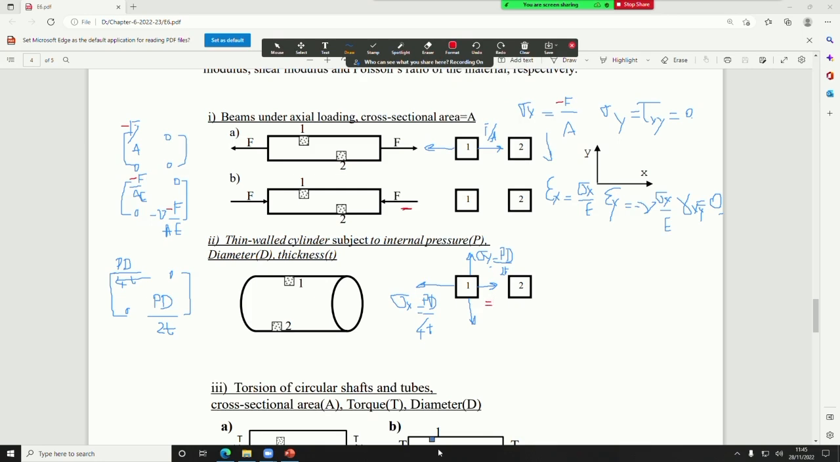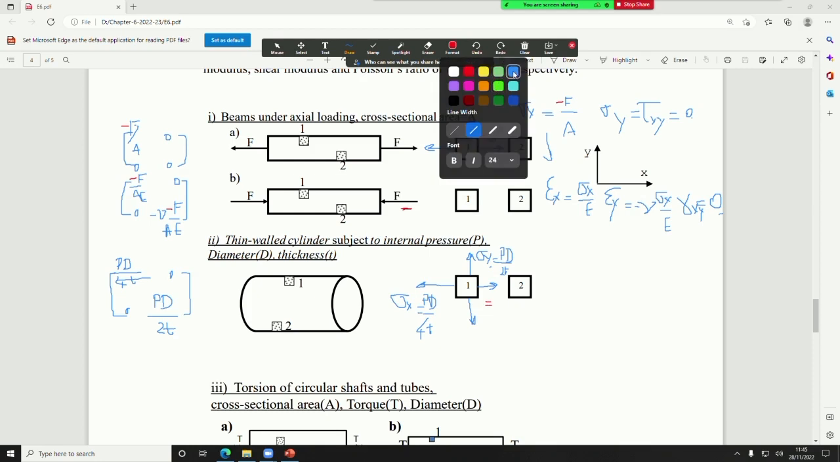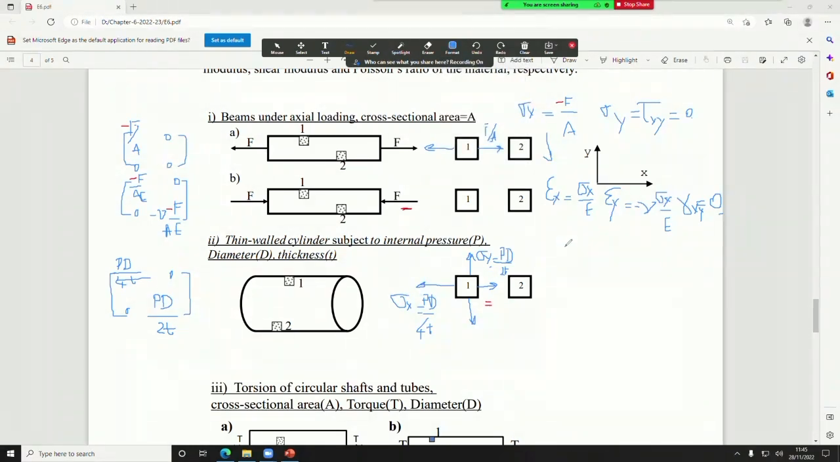So what about strain components? We've got epsilon x. What is epsilon x equal to? Assuming this is a plane stress problem. Constitutive equations, slide number 4, please. We've got 1 over E, sigma x minus nu sigma y, and epsilon y is 1 over E, sigma y minus nu sigma x.